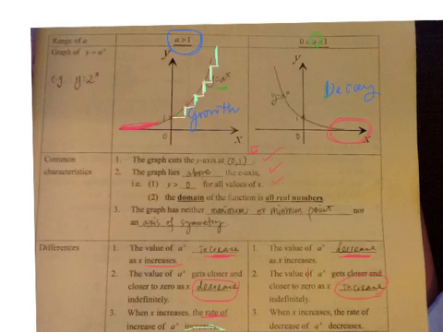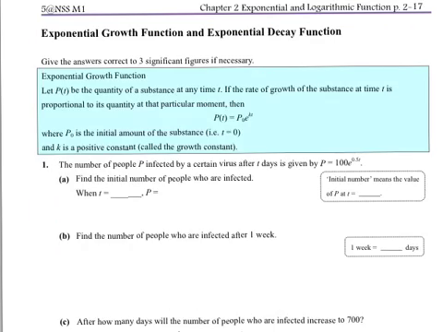We jump to the handout, page 17. Okay, let's start. Exponential growth function and exponential decay function. Now, for this part of the exercise, please correct the answer to 3 significant figures. And then, now, actually, you have come across it in Form 4.